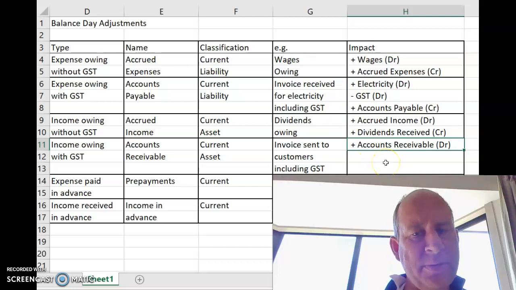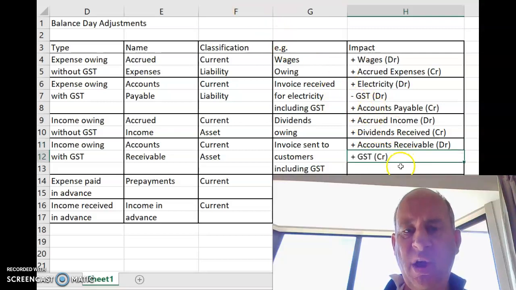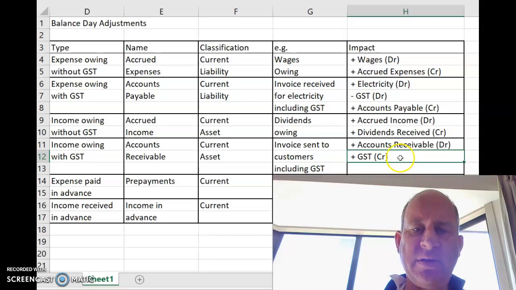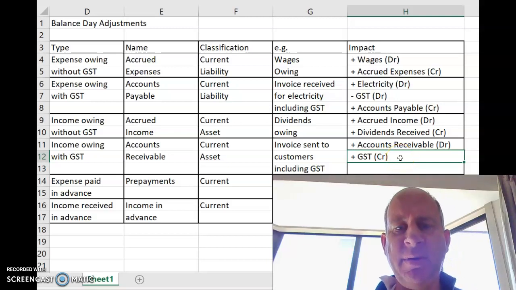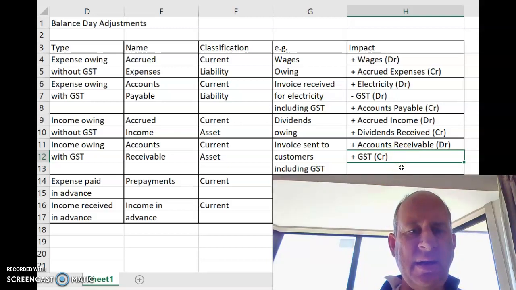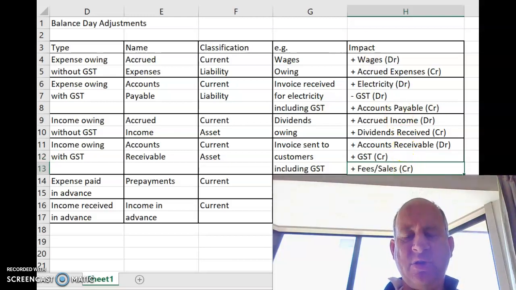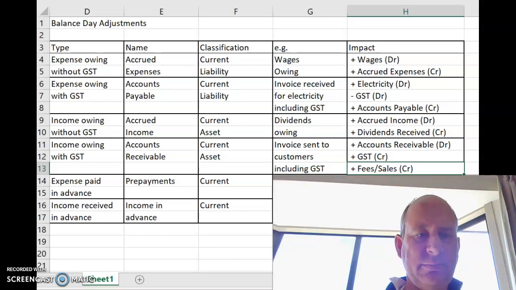And what goes on the opposite side of accounts? Good, we'll make that our next one. We'll owe more money to the government, so we're adding it to a GST liability. And then in this case, if it's for a trading business, it'll be sales. If it's a service business, it's fees. It'll add on to the income that we've earned.